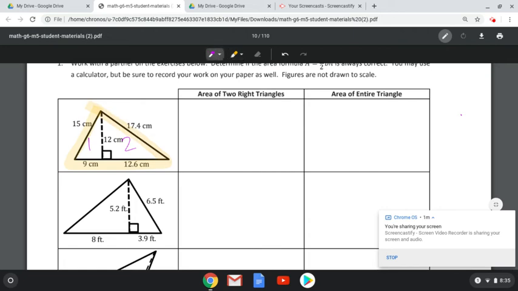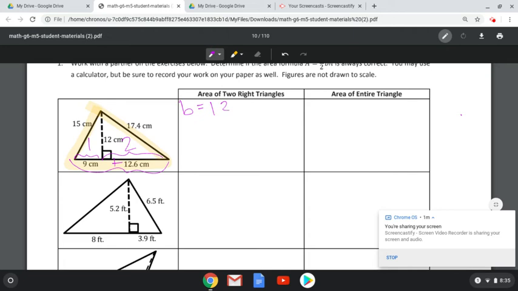triangle, the first thing we have to do is find the base. So right now, as you can see, there's 2 numbers for the base. I have 9 centimeters, and this 9 centimeters is only for this triangle right here. And then the 12.6 centimeters is only for that triangle right there. So what we have to do to find the area of this entire base is add these 2 numbers up before we can even find the area of this yellow triangle.